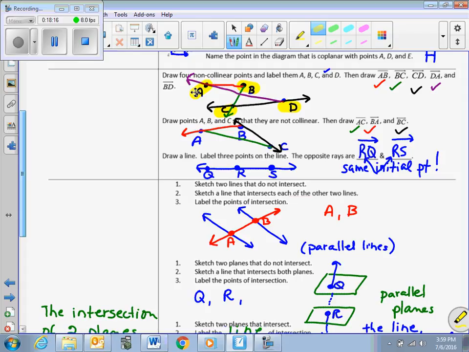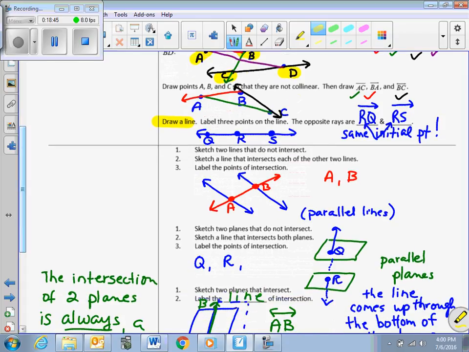Check your answer there. The next one says draw a line, label 3 points on the line. I picked Q, R, S. You can pick any 3 you want. The opposite rays are RQ and RS. You have to have the same initial point to have opposite rays. You could not have QS and SQ being opposite rays. You've got to know what opposite rays are.